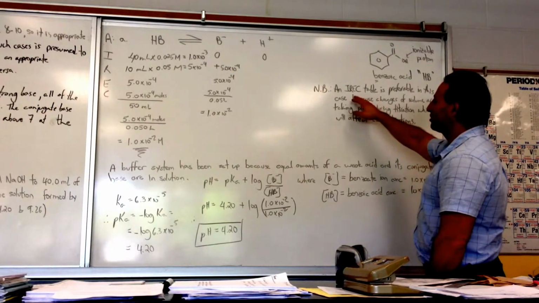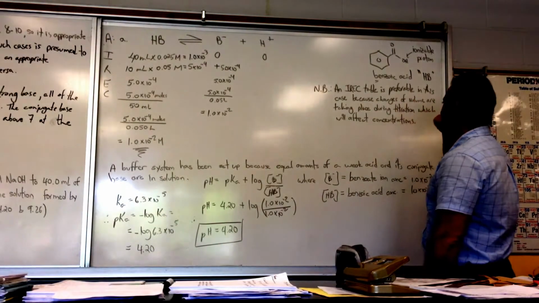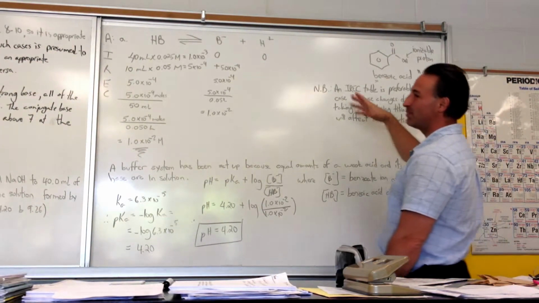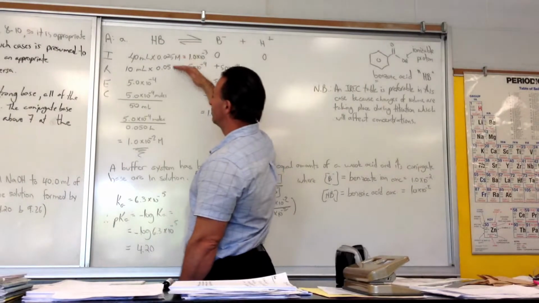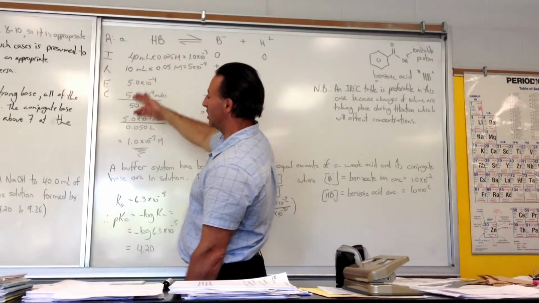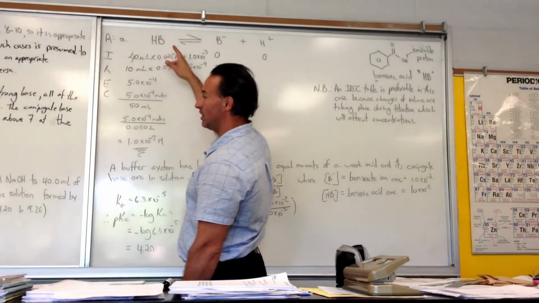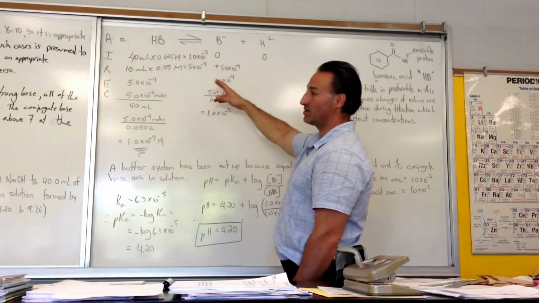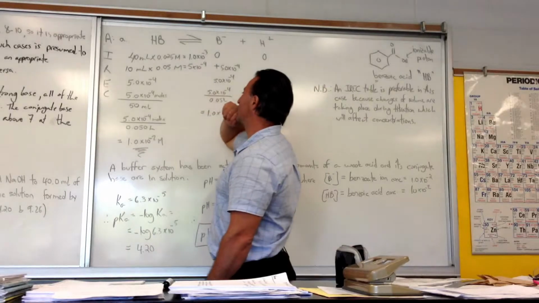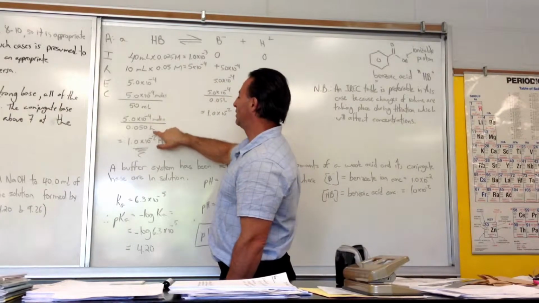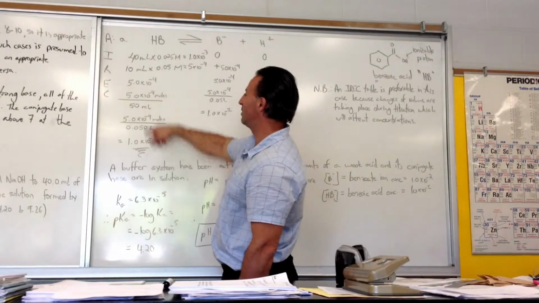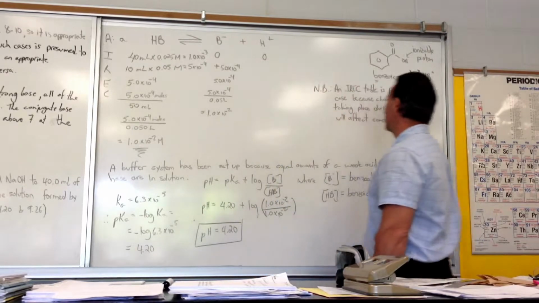I just want to put a note as an aside: an ICE table is preferable in this case because changes of volume are taking place during the titration, which will affect your concentration. So just to keep everything straight, it's good to write it all down, and then at the end you calculate the concentrations. If you don't like using an ICE table, you can just use an ICE table, but make sure that all of the things that you write down are concentrations. So you'd have to write this number and not any of this stuff, or else you get the wrong answer. Sorry, this number and that number will be written into the ICE table, and you keep all these calculations on the side.